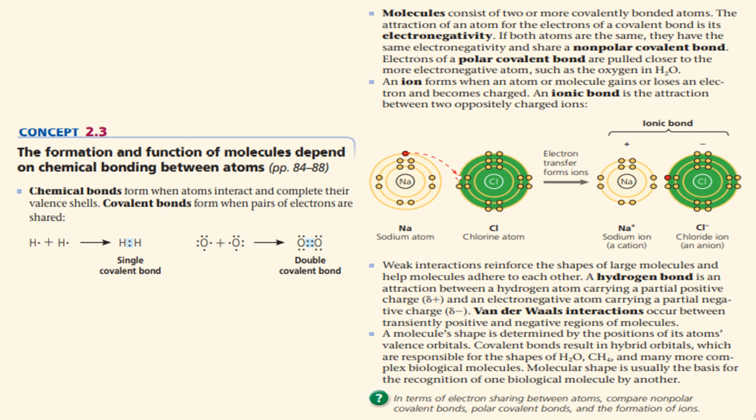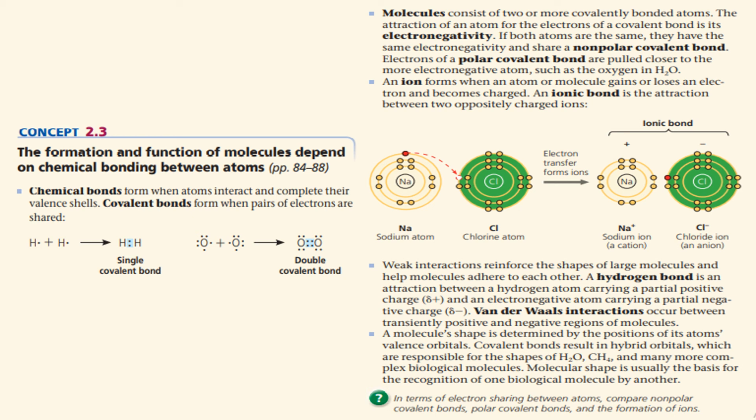Next, we learned that the formation and function of molecules depends on the chemical bonding between atoms. Chemical bonds form when atoms interact and complete their valence shell. Covalent bonds form when a pair of electrons is shared. A molecule consists of two or more covalently bonded atoms. The attraction of an atom for the electrons of a covalent bond is its electronegativity. If both atoms are the same, they have the same electronegativity and share a non-polar covalent bond. Electrons of a polar covalent bond are pulled closer to the more electronegative atom, such as oxygen in H2O.